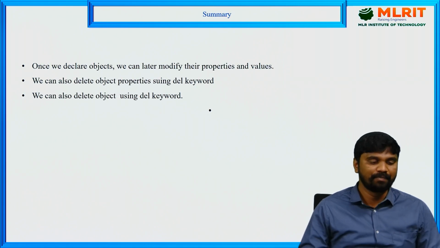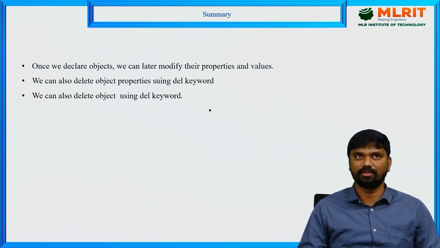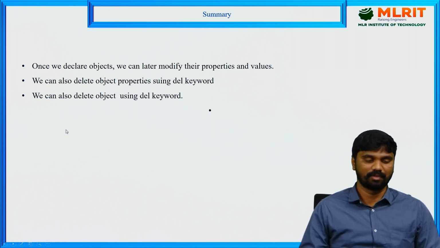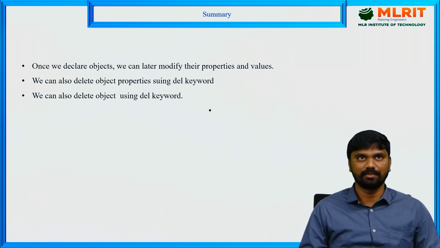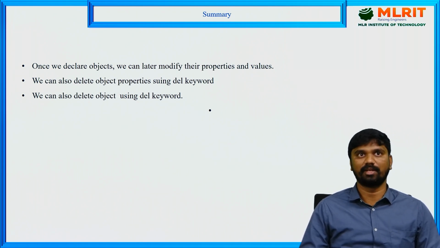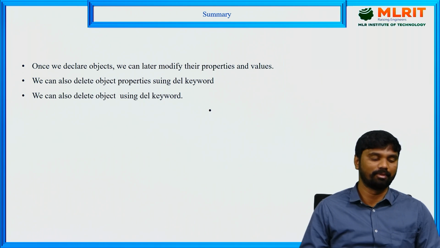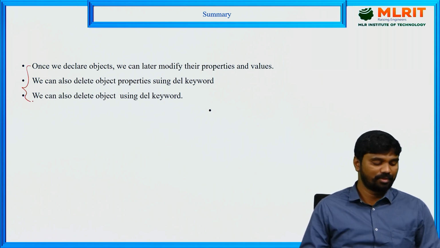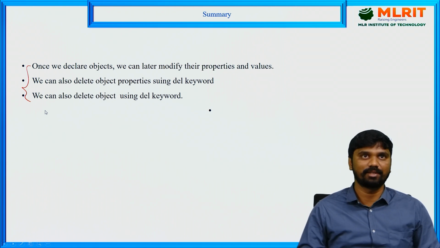So finally, once we declare objects, yes, we can also modify their properties and values, right? Next, we can also delete object properties using the del keyword. Next, we can also delete objects directly using the del keyword. So these are the important points regarding this topic, right? So next class we'll discuss about variables, right? Thank you.